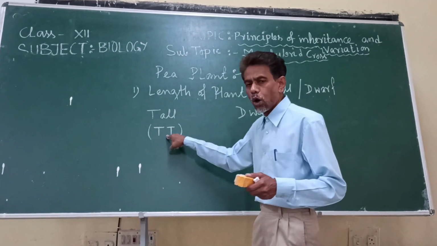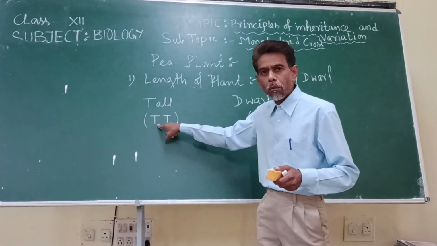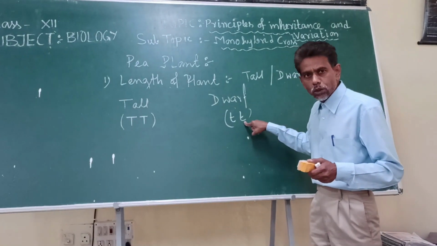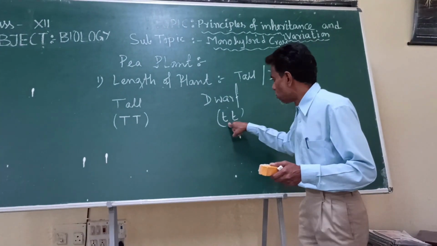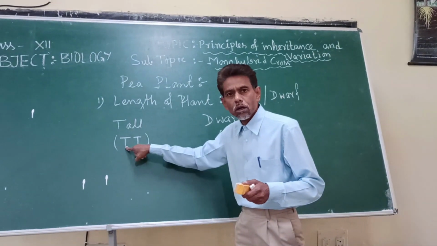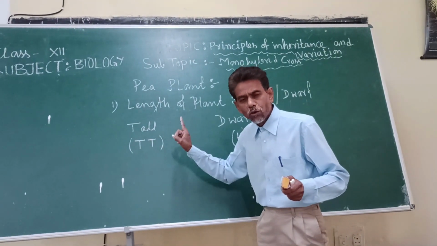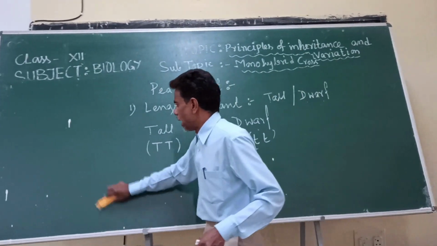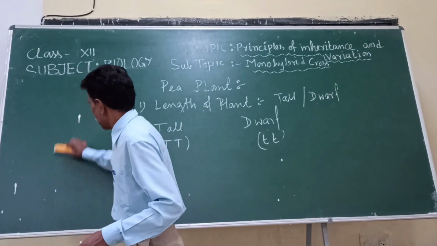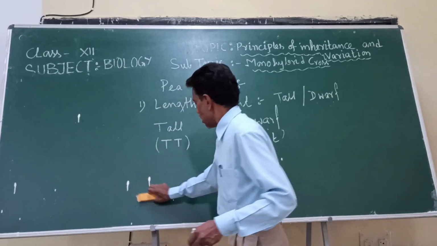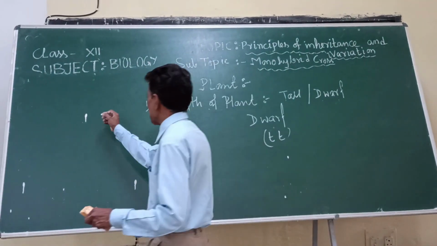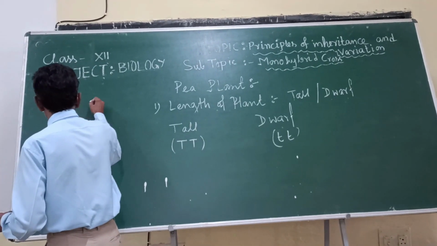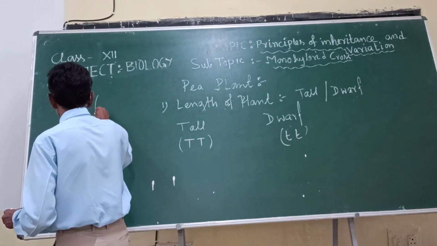Here the symbol for tall we represent with a capital letter, and the reverse, the dwarf character, with the small letter of the same. Is that clear to you? Now, in diploid cells, we have a pair of homologous chromosomes.